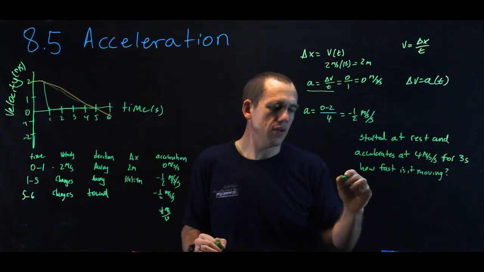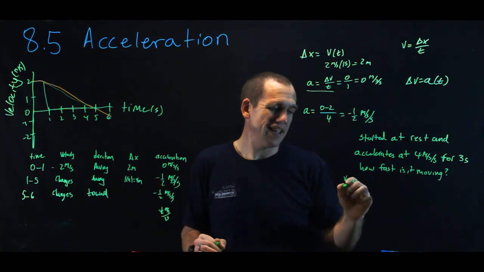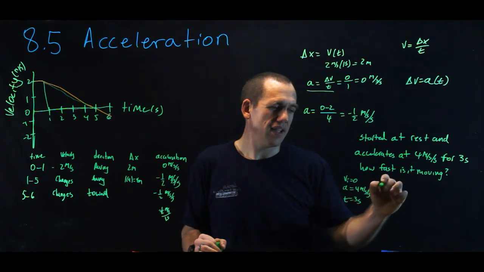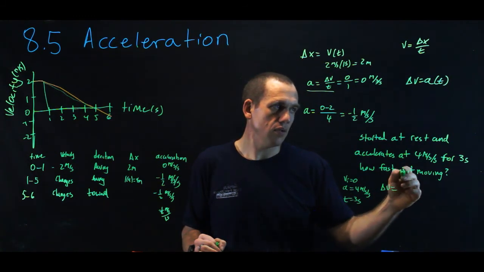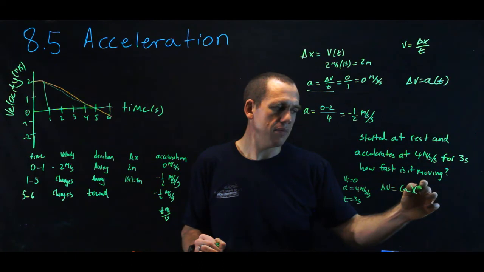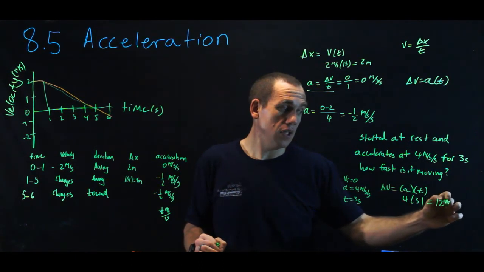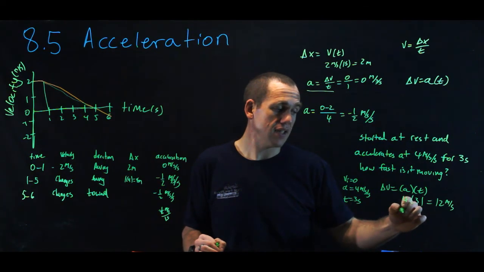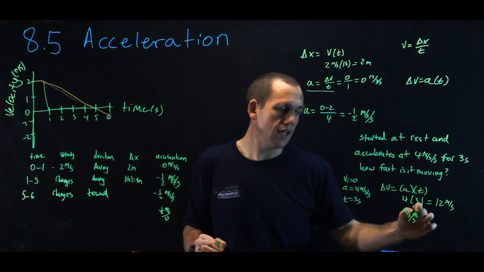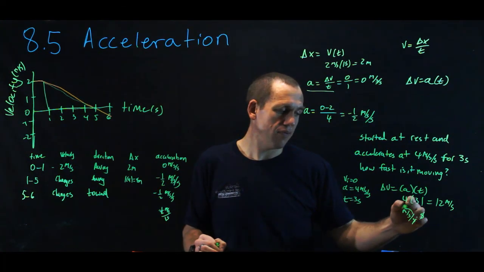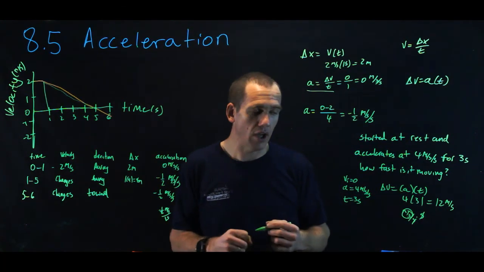You say, all right, so I know its initial velocity is 0. I know that it's got an acceleration of 4 meters per second per second, and I know that that happened for a time of 3 seconds, and so I can say change in velocity is equal to acceleration times time, and so that's 4 times 3, which equals 12 meters per second. Now that is meters per second because I take meters per second per second times 3 seconds, so those seconds cancel, and I am left with meters per second, which does describe a velocity.